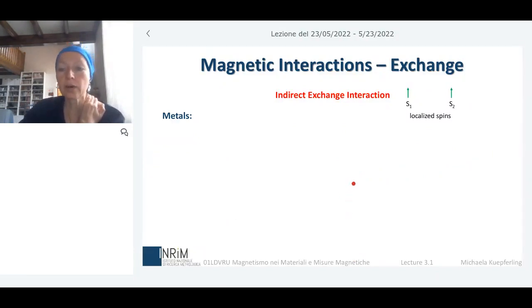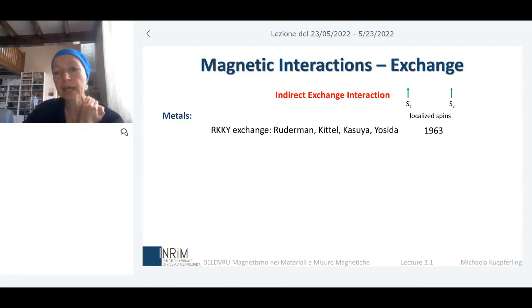Not only in oxides, we can have indirect exchange interaction, we can have this also in metals. And this depends on the fact that the spin can be transported also by free electrons. One of the very important indirect exchange interactions is the RKKY exchange interaction. That has this name due to the 4 scientists that studied this kind of exchange interaction, which were Ruderman, Kittel, Kasuya, and Yosida. And this was found in 1963.